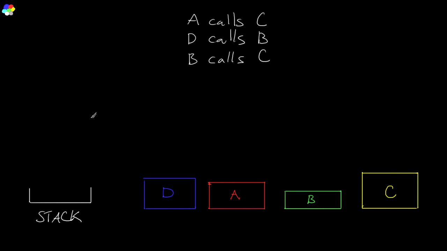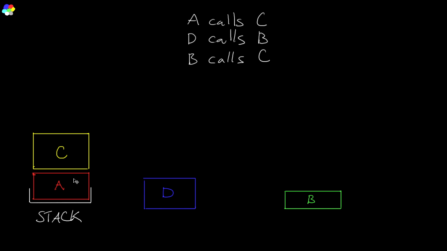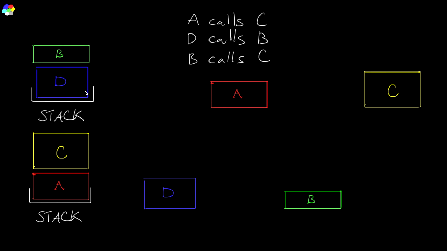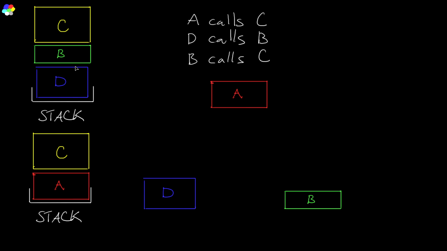All right, let's look at another situation here. We've got some functions A, B, C, D. A calls C, D calls B, B calls C. So what happens when we call function A? Well, A puts its frame on the stack, then A calls C, and then C puts its frame on the stack, and then when C returns and A returns, it unwinds the stack, okay? But what happens now when we call D? Well, when we call D, D goes on the stack, D calls B, B goes on the stack, and then B is going to call C. And so C goes on the stack like this.